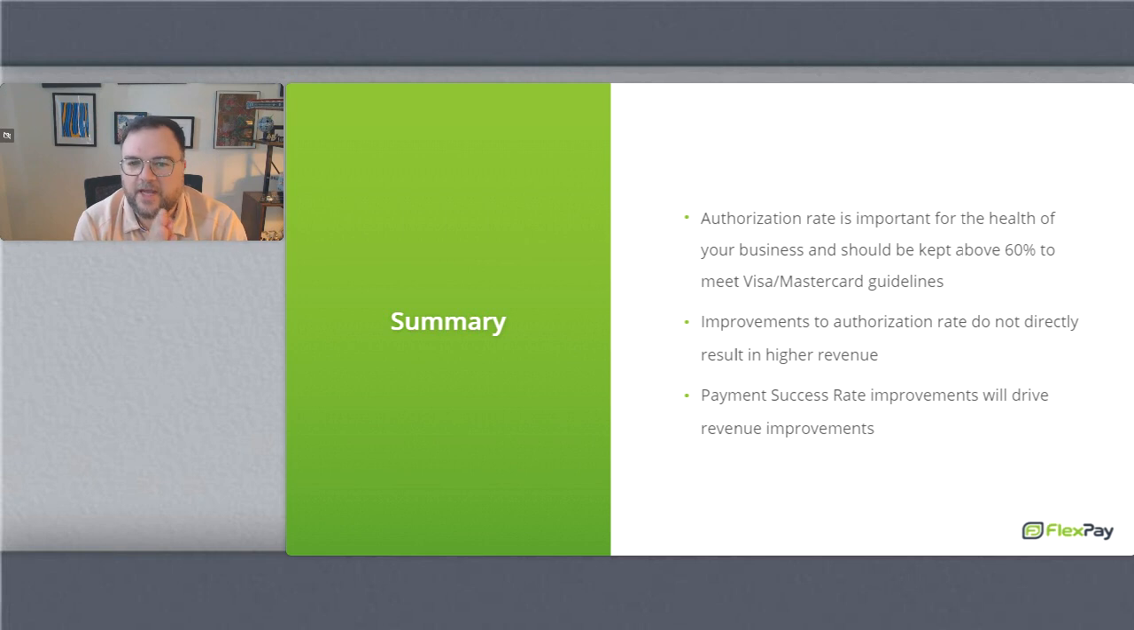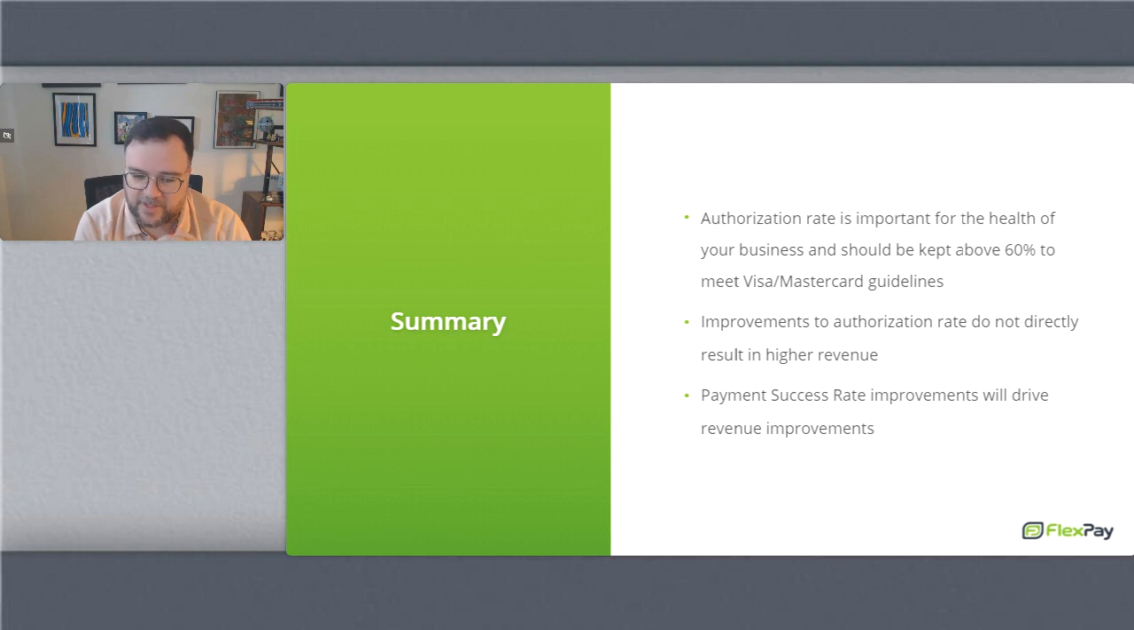So, a few takeaways from today. Authorization rate is very important for the health of your business, and you should be keeping your authorization rate above a 60% rate at all times. If you do go below that, it's not the end of the world. There are a number of things you can do to help improve that overall, and by keeping it above that 60% rate, even if you have dipped below in the past, you will be able to restore the health of your merchant accounts.